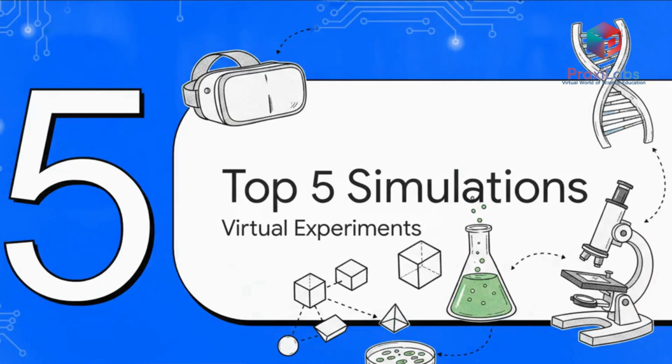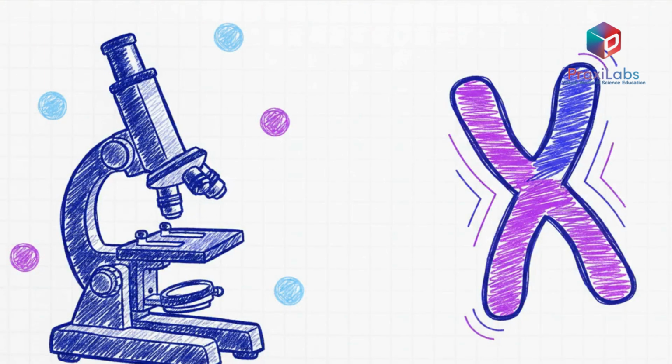Let's get to the really fun stuff. Section 5, Top 5 Simulations, Virtual Experiments. Our first featured simulation is the in vitro mammalian chromosomal aberration test. That's a mouthful, but it is a highly advanced experiment aimed at detecting structural chromosomal aberrations.